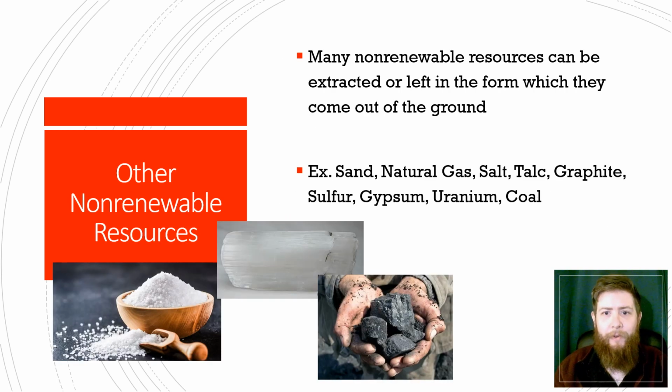Some other non-renewable resources are things that can be extracted out of the ground. For the most part, these can be extracted just as they are, things like sand, natural gas, talc. We've got salt over here, table salt. Things like gypsum here, sulfur, uranium, and then this other example here is coal being pulled out of the ground there.